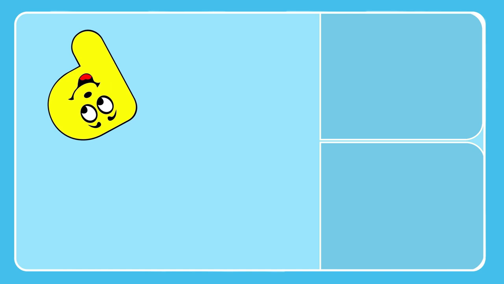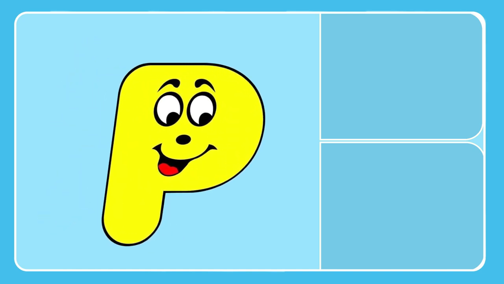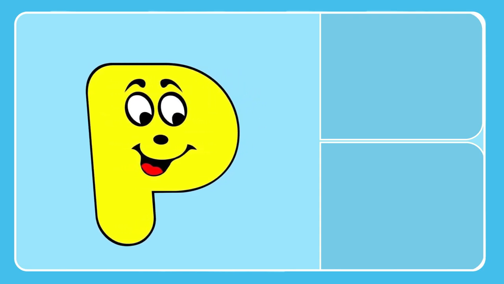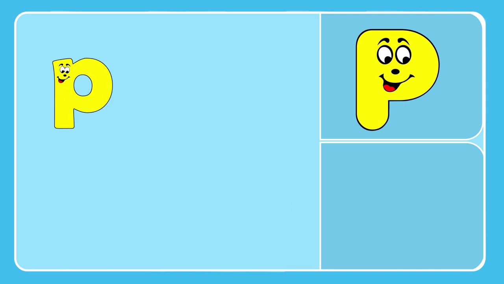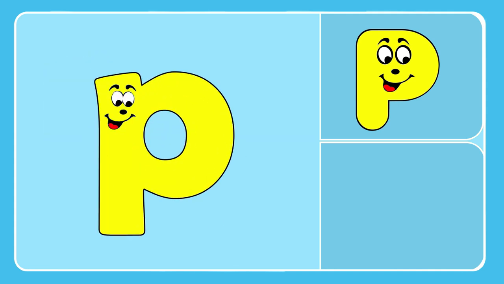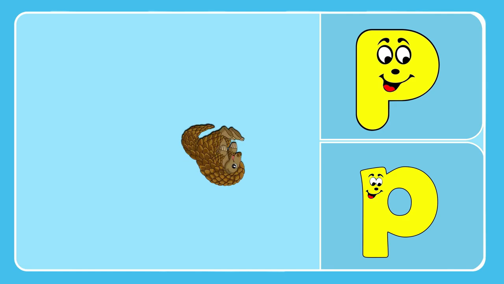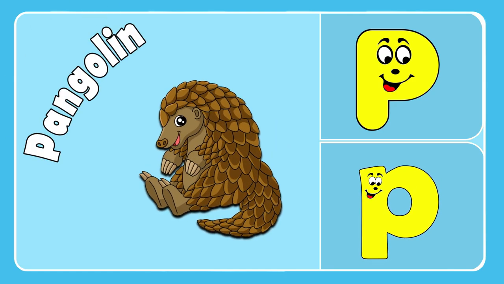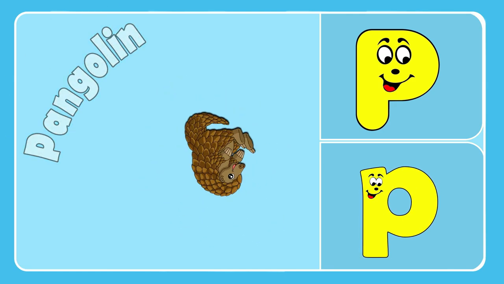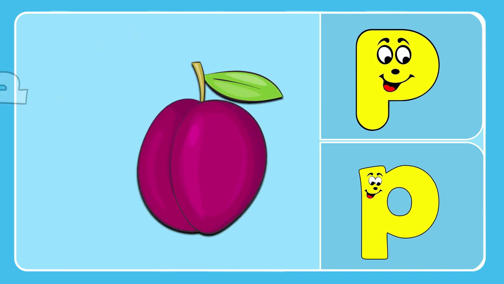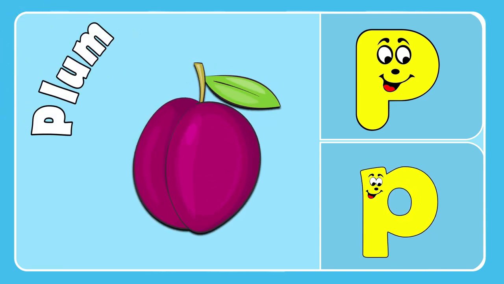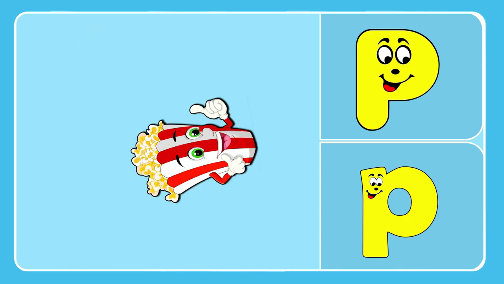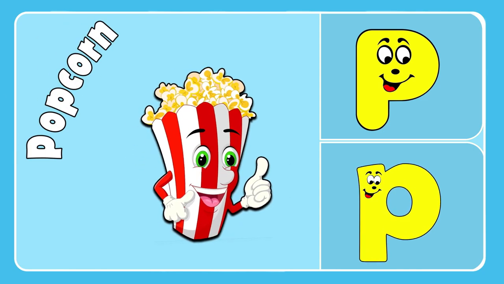Today we will learn alphabets and their sounds. Have you ever seen the letter P? Hi, I'm letter P. And my sound is P, P, P. And the words that start with me are pangolin, P, P, pangolin. Plum, P, P, plum. Popcorn, P, P, popcorn.